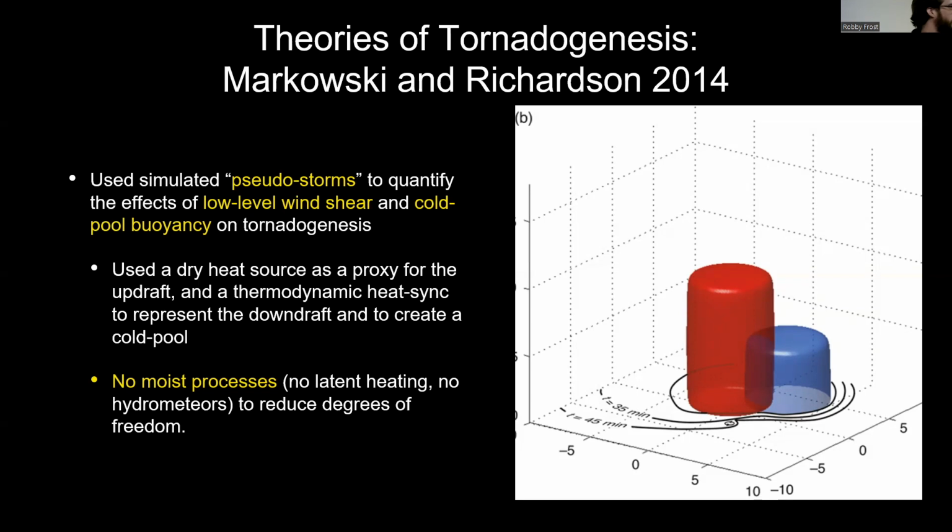So you have ascending warm air and descending cold air. They vary the placement of the two next to each other and the strength of them. We're not going to go through all of them, but by varying just these two things, we're able to come up with some very interesting tornado genesis scenarios and mechanisms. But the main thing to take note of is there are no moist processes, no latent heat, no hydrometeors, nothing, just the heat source and heat sink.